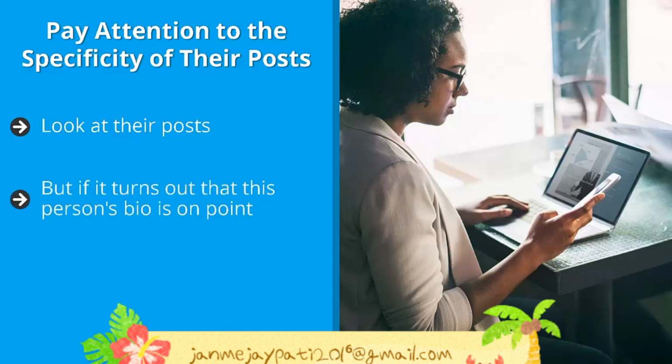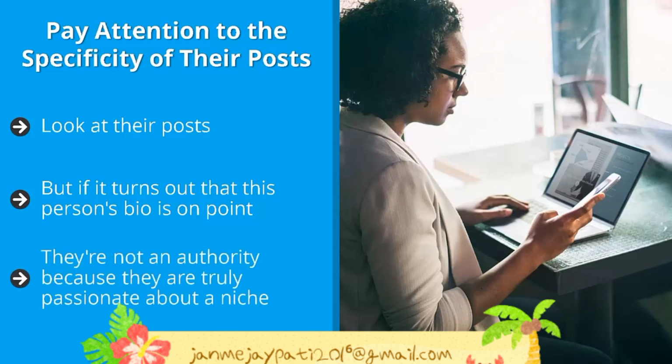But if it turns out that this person's bio is on point, it has more followers than the accounts that he or she is following, it has a high engagement level, but this person focuses on generalized content, this person may be a dud. In other words, this person is some sort of Twitter celebrity. This person is only an authority because of their personality and not much else. They're not an authority because they focus on a niche. They're not an authority because they are truly passionate about a niche. People only follow them because they think their personality is interesting.